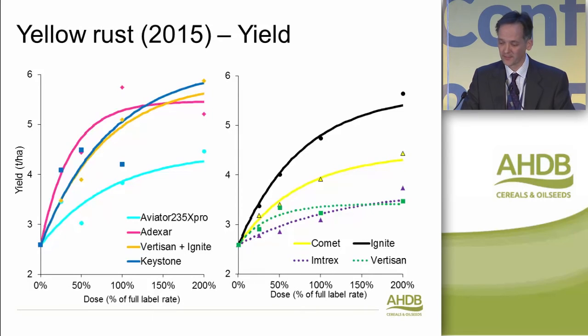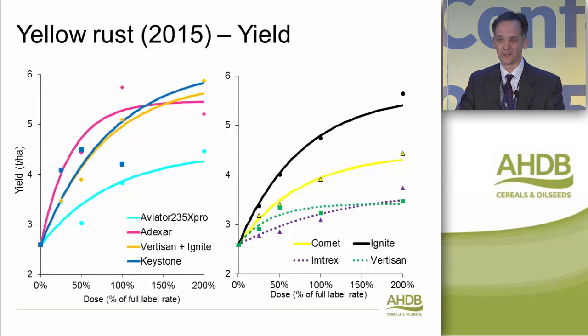When we look at yield, we see that separation between Comet and Ignite clearly has a more durable effect. I think it tends to be a bit more persistent in its control compared to Comet. And again, the SDHI mixtures containing epoxy are looking very strong there. You can see the severity of the epidemic by the fact the untreated yield, even in a high-yielding situation, was just under 3 tons to the hectare. This crop was devastated by yellow rust.